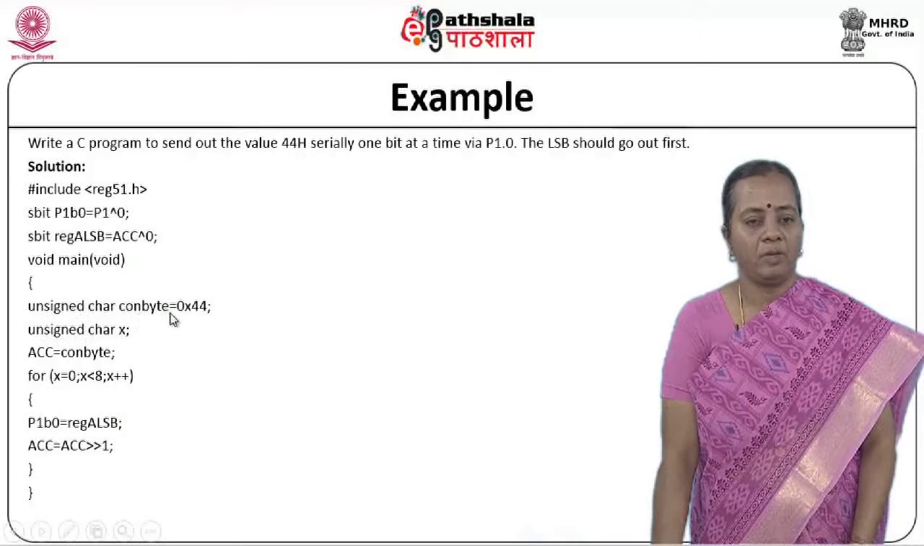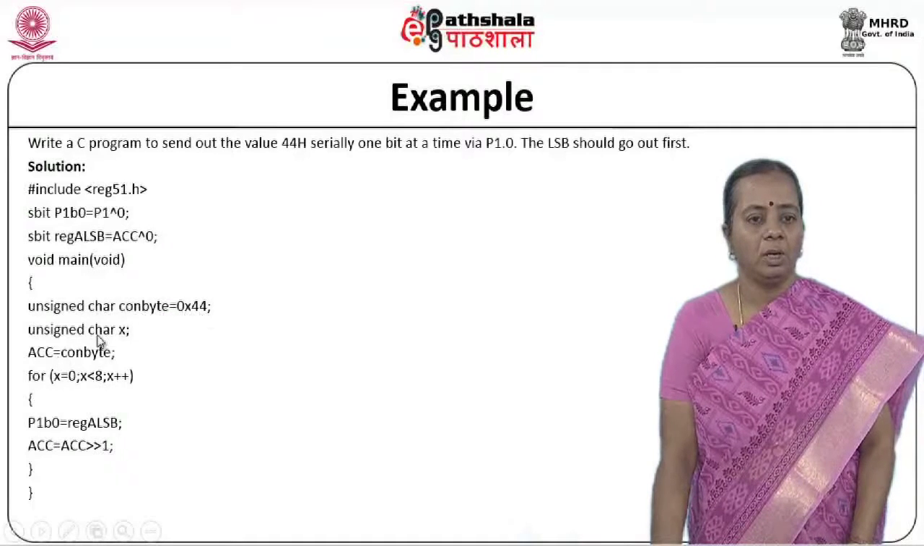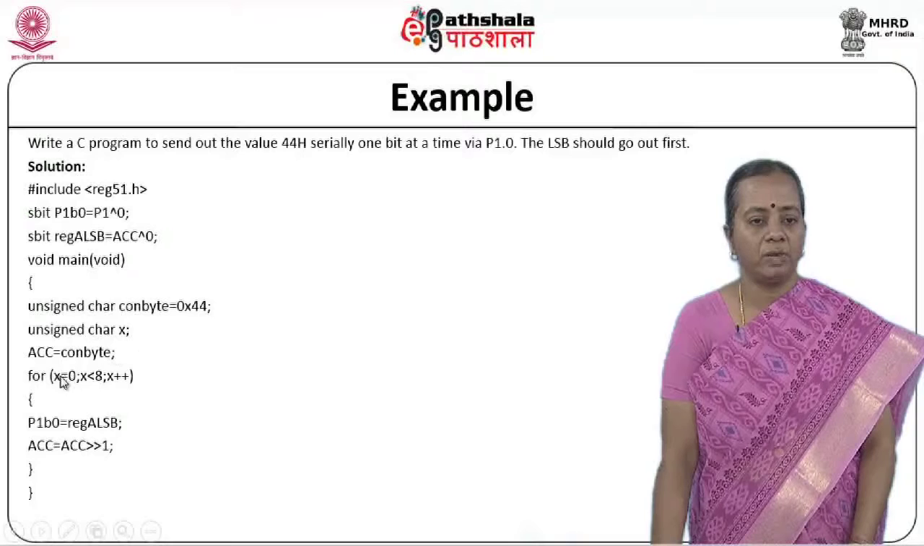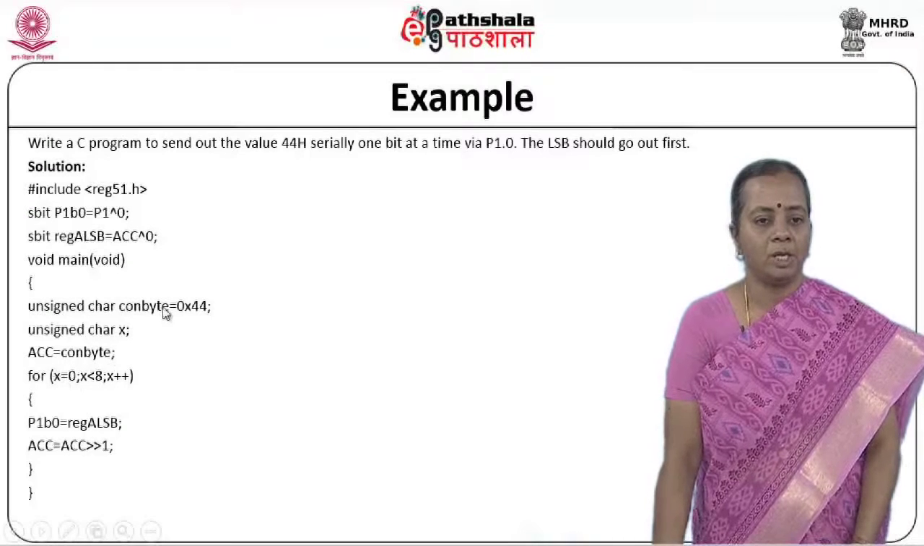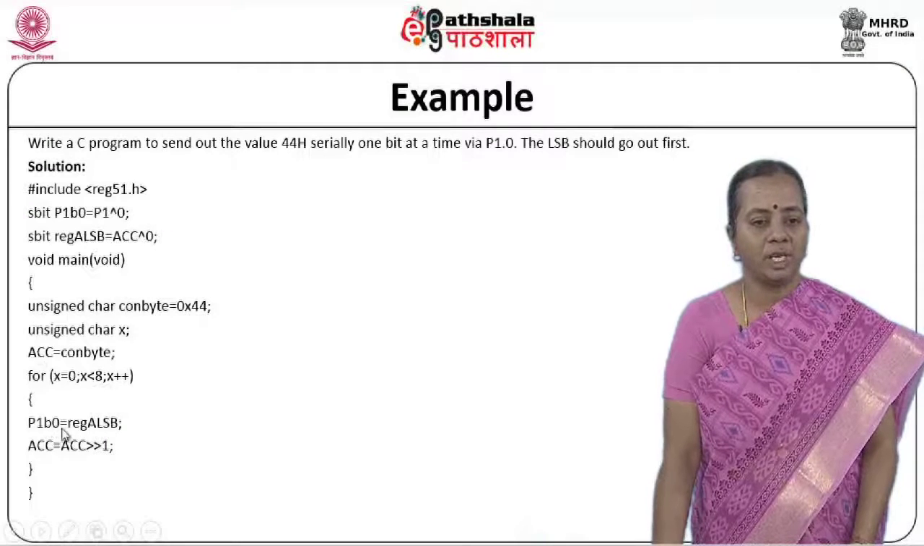Now, I have given the data as 0x44 hexadecimal, which is given to conv byte. Now I have given character x as one of the variables, and the accumulator is given conv byte. So the whole value is moved to the accumulator. Now the loop is repeated 8 times.